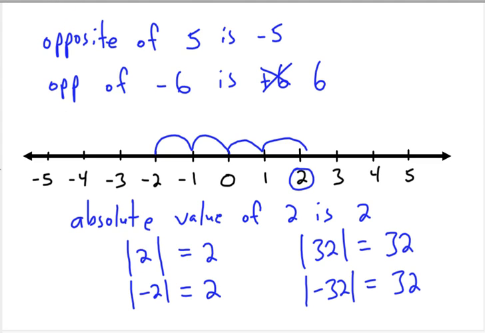So, ways we can use negative numbers. When you take money out of your bank account, say you take 20 bucks out when you go to the ATM, your bank account is $20 less. We could say there's negative $20 in your bank account. You lose 10 pounds, you could say that's negative 10 pounds. 20 degrees below 0, negative 20 degrees.